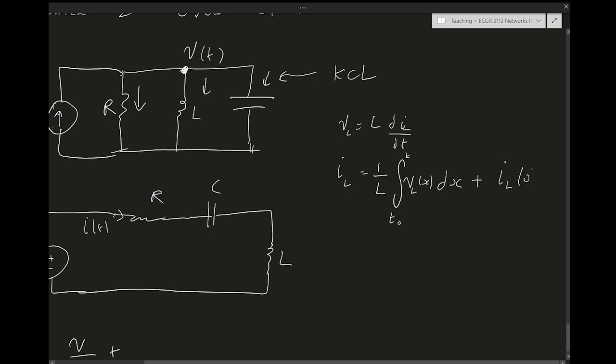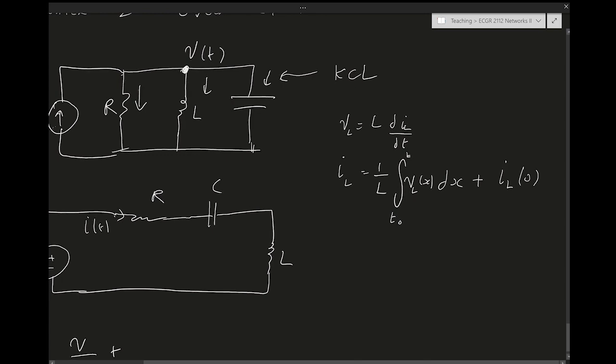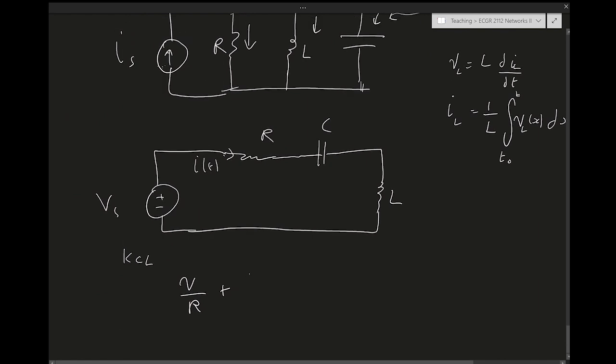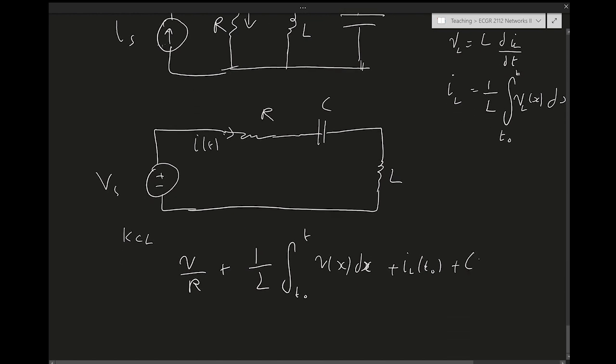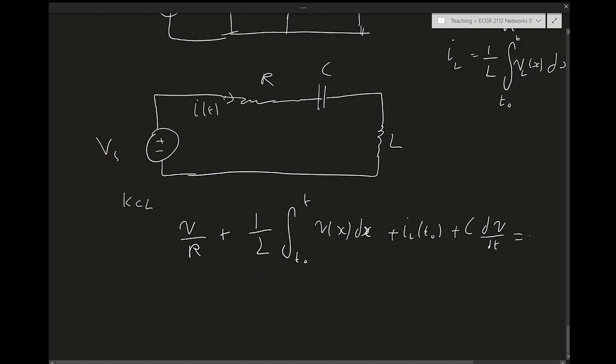So the inductor current could have some initial condition. It doesn't have to start at 0. So you can just plug that in. So we have 1 over L integral from some initial time to time t of V(x), where x is a dummy integration variable, right? Plus the initial condition, plus the capacitor current, which is simply C dV/dt, right? This equals I_s(t).